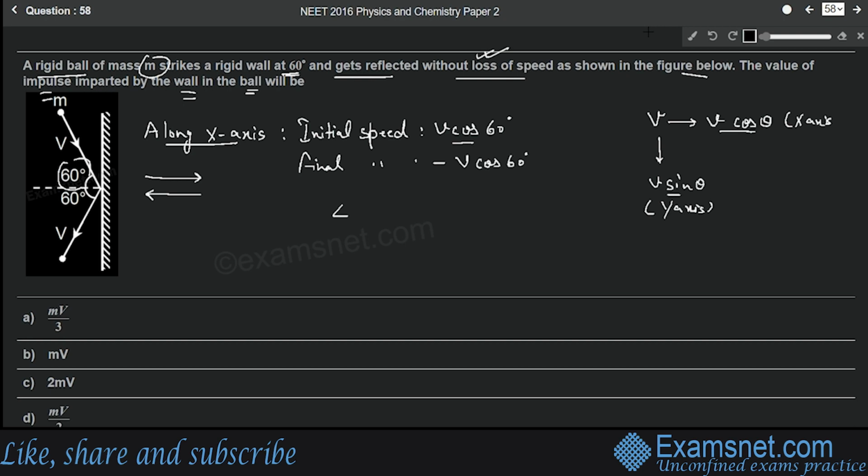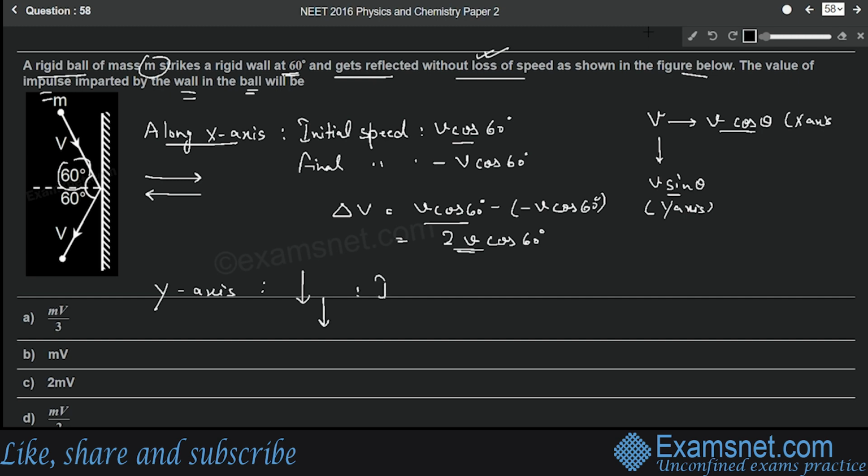So what will be delta v? It will be v cos 60 degrees minus minus v cos 60 degrees. So it is v cos 60 degrees plus v cos 60 degrees, that means 2v cos 60 degrees. Got it? Similarly for the y axis, the initial direction is like this and the final direction is also like this, okay. It is not going upward.